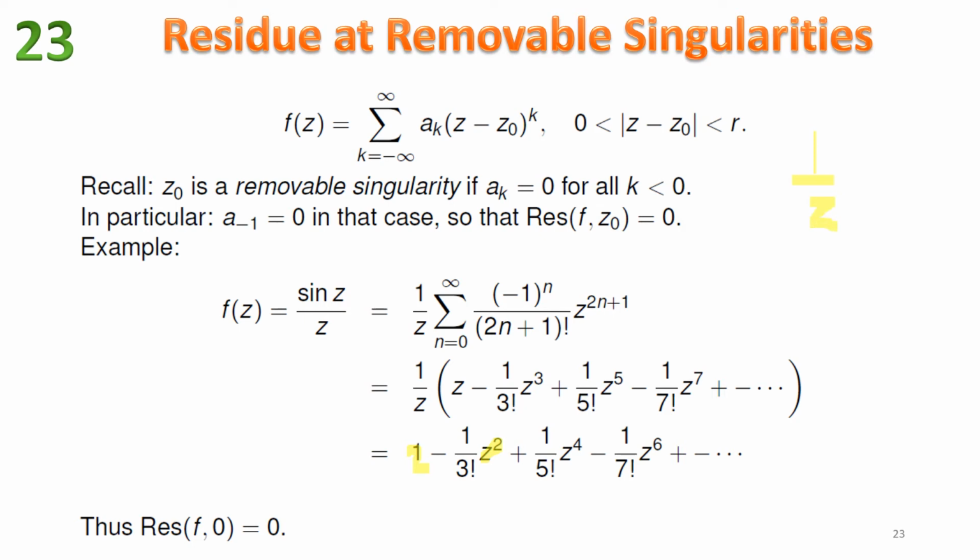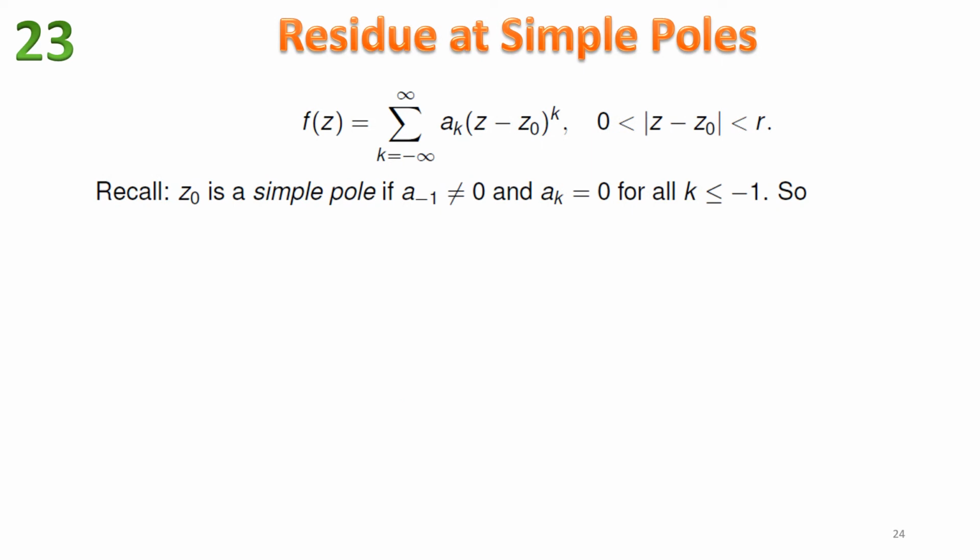So the coefficient of this term, which we can call a minus 1, this is amounting to 0. Therefore, the residue of the function at 0 is 0. Now friends, we shall try and understand the residue at simple poles.